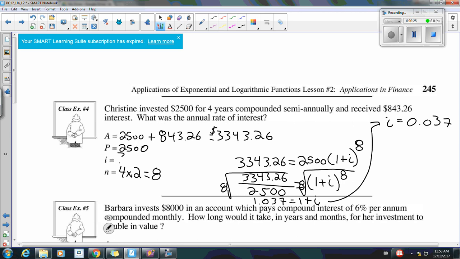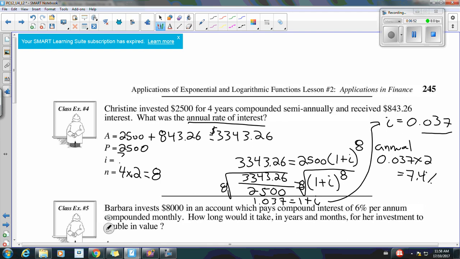Okay, so this tells me i is 0.037, or 3.7%. But it does ask for the annual rate of interest. This right now is the semi-annual rate of interest. So for the annual rate, we're now going to have to times this by 2. So we have an annual rate of interest of 7.4%.